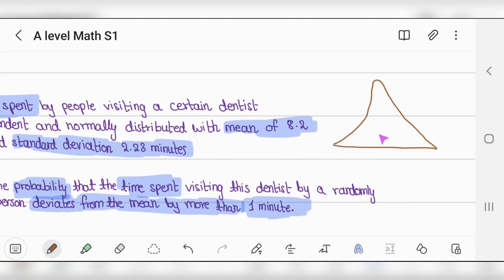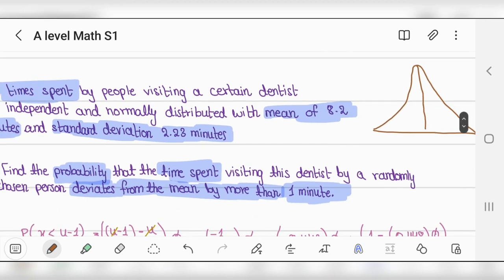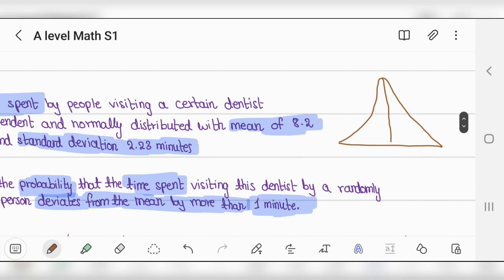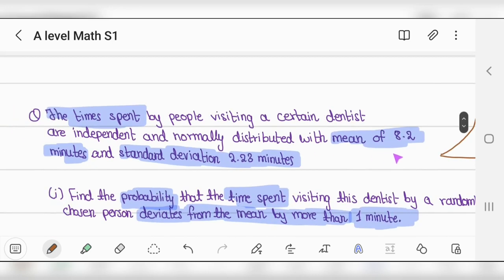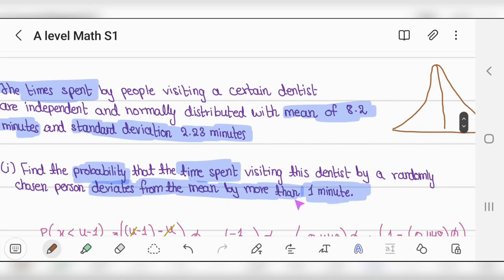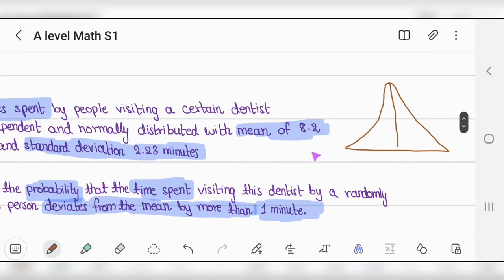So this is a diagram, and it's saying deviates from the mean by more than 1 minute. The mean is 8.2, and the standard deviation is given. By more than 1 minute means you need to find this area and this area. So 8.2 is the mean and by more than 1 minute gives 9.2 and 7.2. You need to find the probability of greater than 9.2, and the probability of less than 7.2. It's really easy.